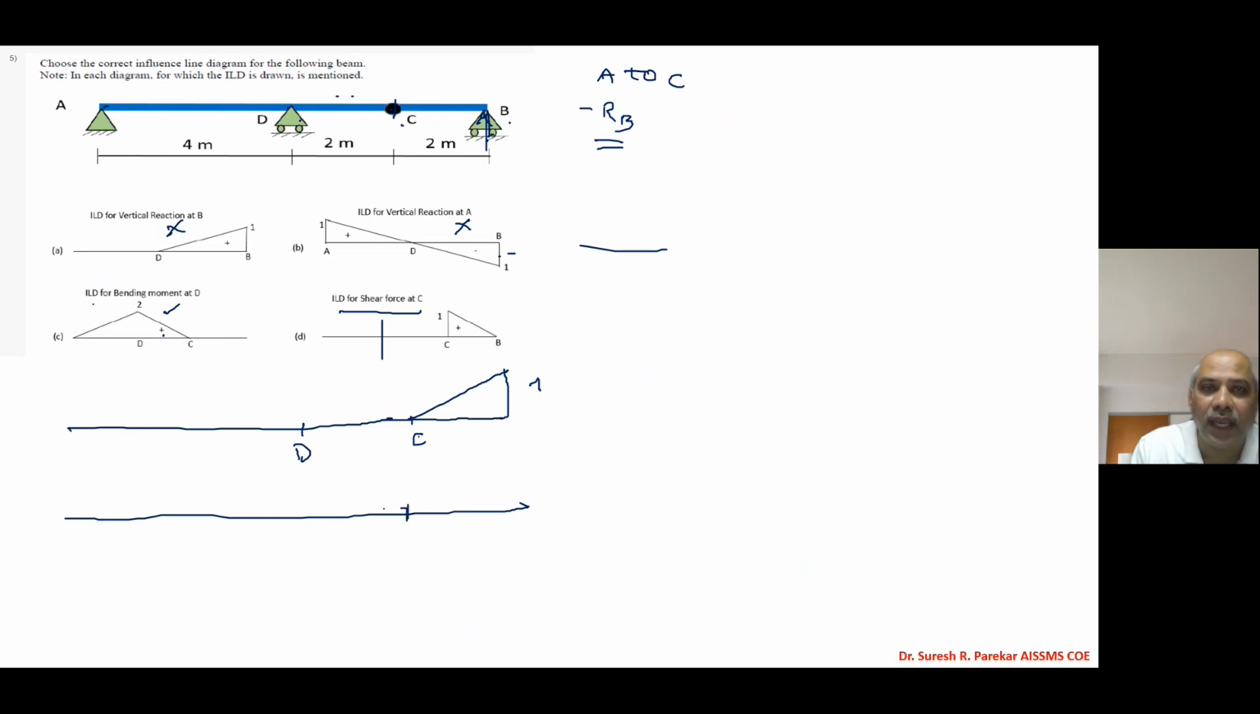Now C to B. The unit load is between C and B. What will we get? 1 minus RB. Now you can see at C we have 0, so it will be 1. At B we have RB as 0, so 1 minus 1 is 0. And then it will be this one. So this is the ILD for shear force at C. Then we will have this value.